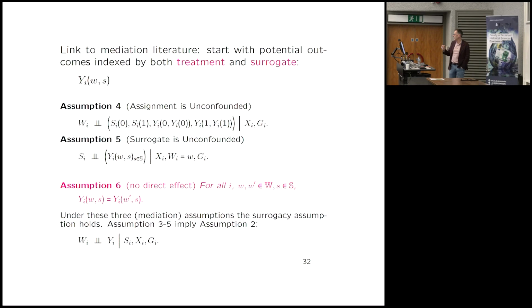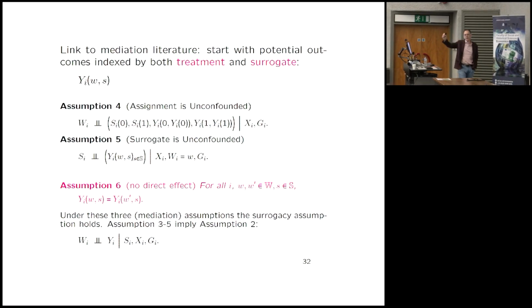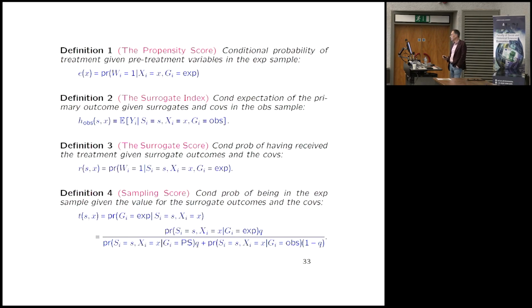And so from a mediation perspective, if you think about there possibly being an arrow from the treatment to the surrogates and one from the surrogates to the outcome, there cannot be a direct effect of the treatment on the final outcome. And so this set of assumptions then applies the Prentice criterion, the version of the surrogacy assumption. Now, to actually implement this, things get a little messier.